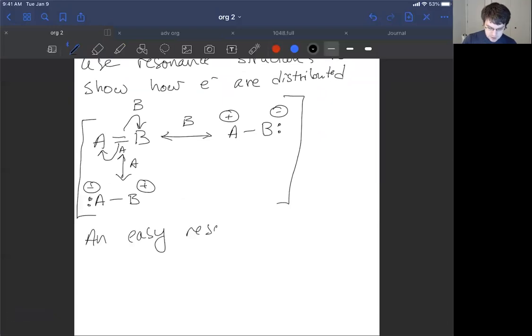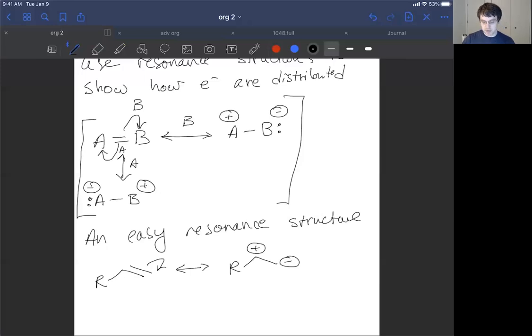So an easy resonance structure that we used quite a bit in the alkene section of the class is to take some alkene and push the electrons to one side or the other. Now, it turns out that if we have substitution, it might make more sense to push the electrons over to the less substituted carbon, leaving a positive charge in the more substituted carbon. So this was an example of a resonance structure.